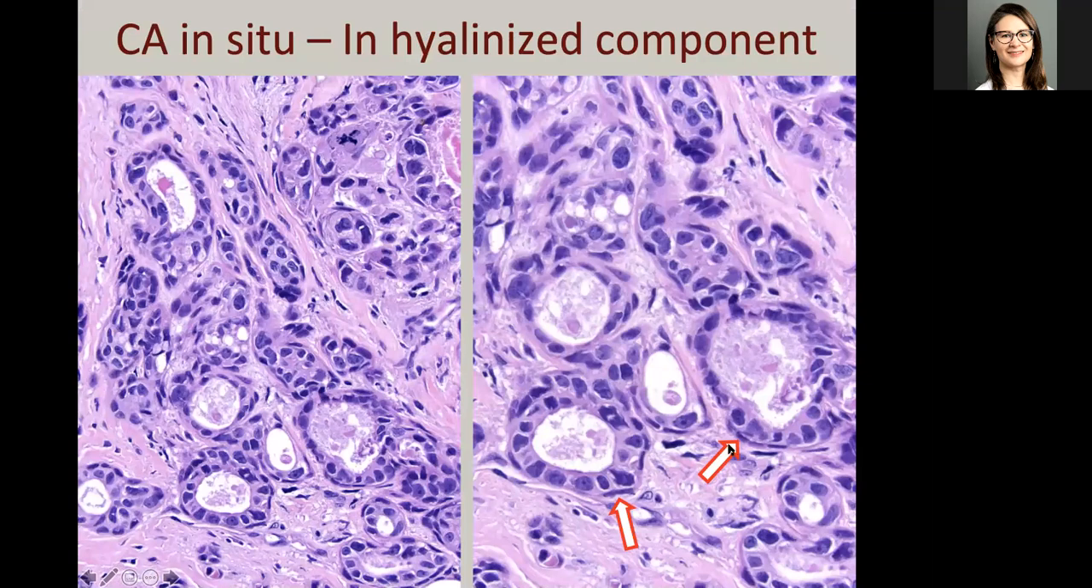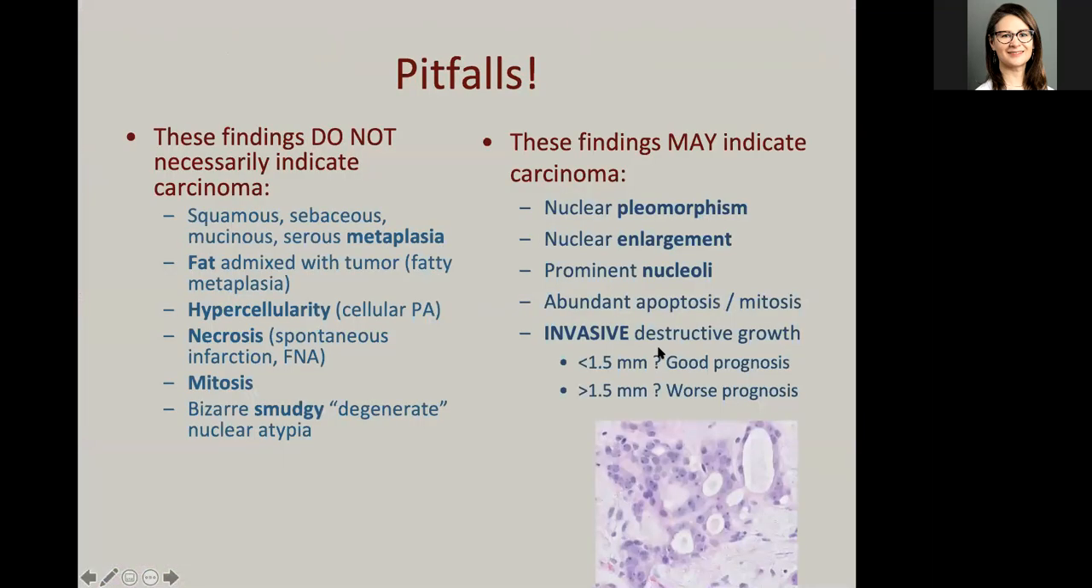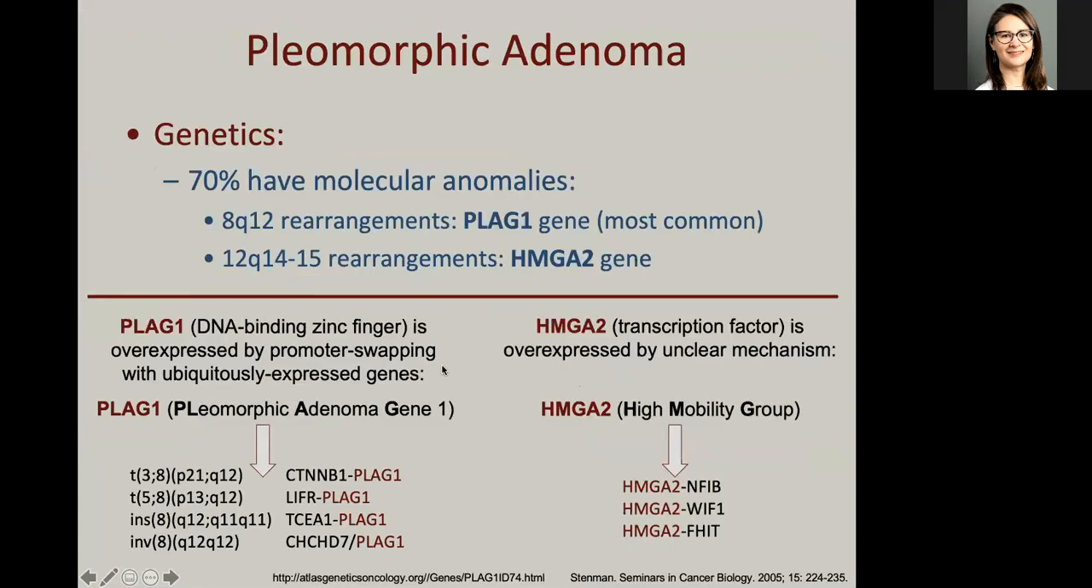Here's another example of that, that atypical in situ component with an atypical mitosis, et cetera. I won't belabor that. We've already discussed it. Okay, so some things that pathologists look for in PAs are some metaplastic changes, et cetera, that are not really indicative of carcinoma. I won't belabor that with you guys. Okay. So genetics of PAs involve both the PLAG1, pleomorphic adenoma gene 1 rearrangements, as well as HMGA2, high mobility group, transcription factor. Both of these are characteristic of pleomorphic adenomas.